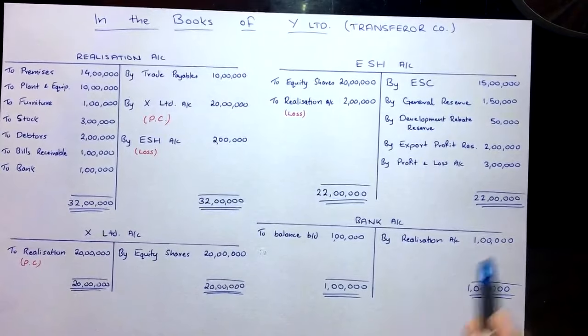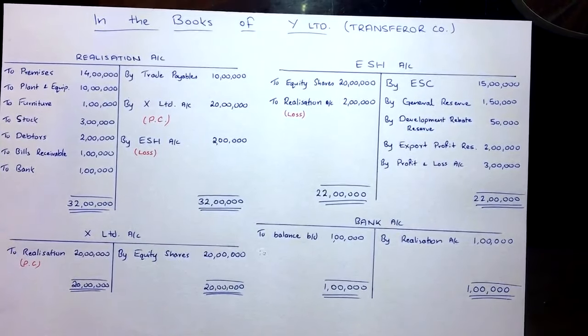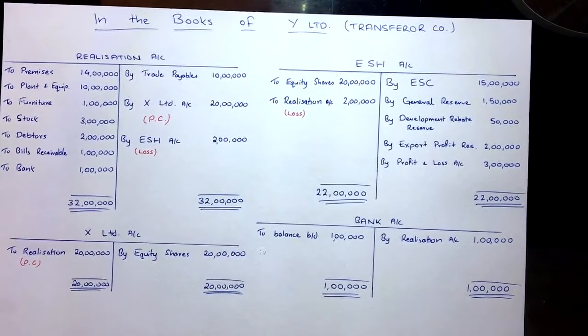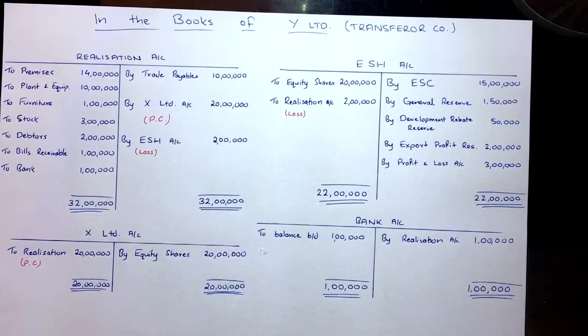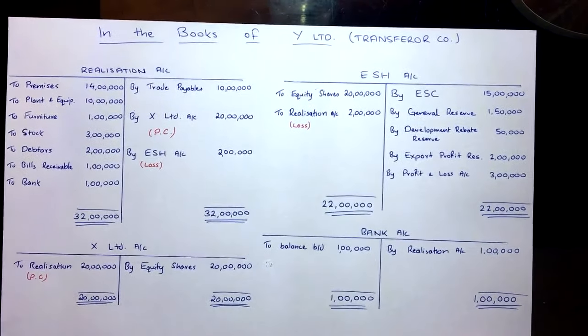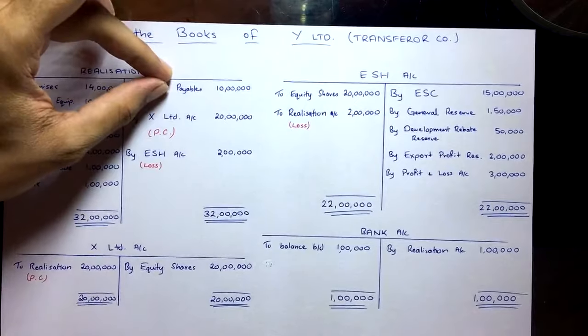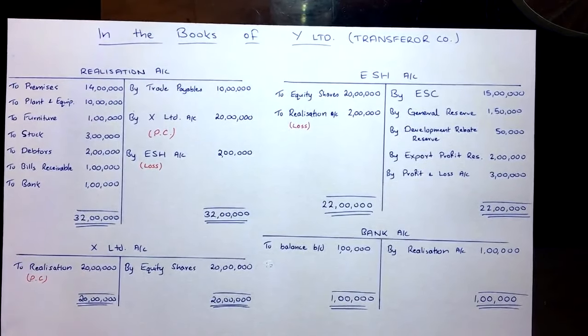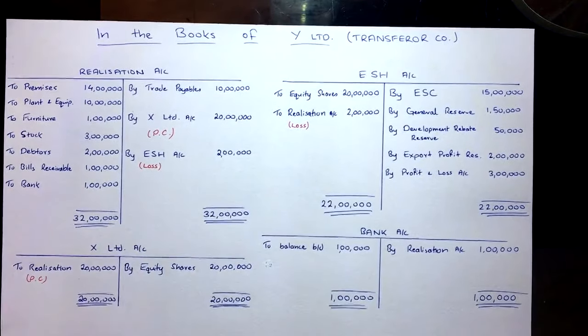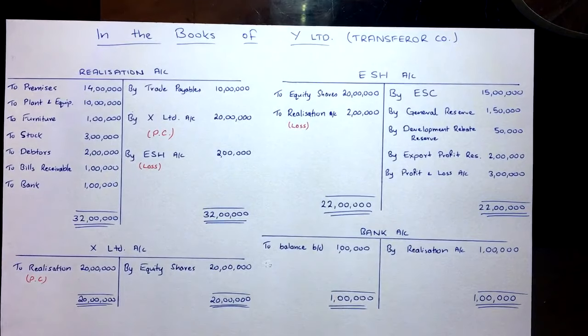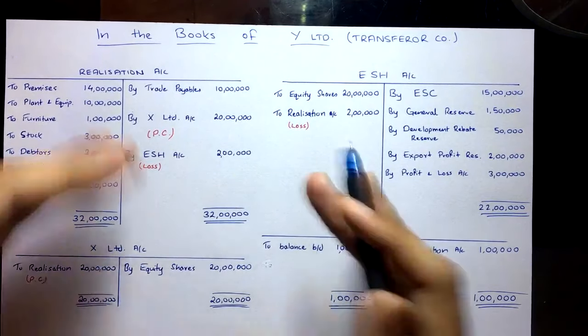Close the bank account, 1 lakh, 1 lakh, and the bank account always has to tally. If it tallies, then your answer is right. Simple, right? So this is how you have to close the books of Y Limited. Dump all the assets, dump all the liabilities at the book values. You just have to be careful about the bank balance. But since this is the merger method, you don't have to worry about anything. You have to take bank directly also, because in the merger method, everything is taken over.